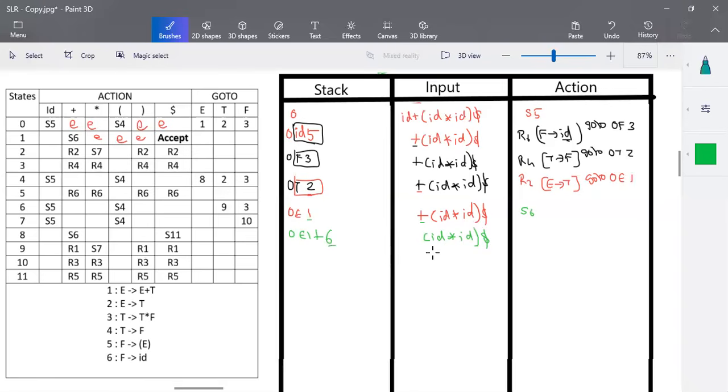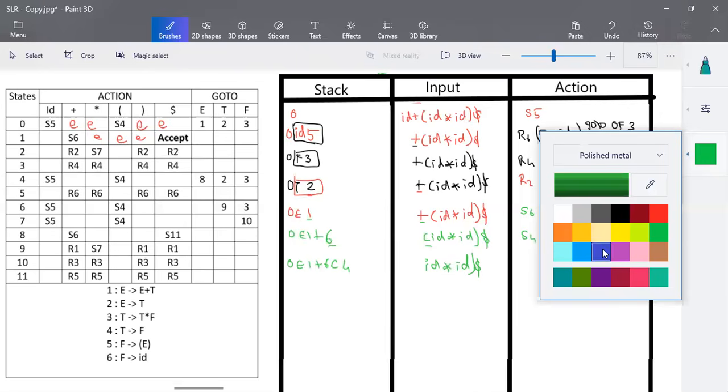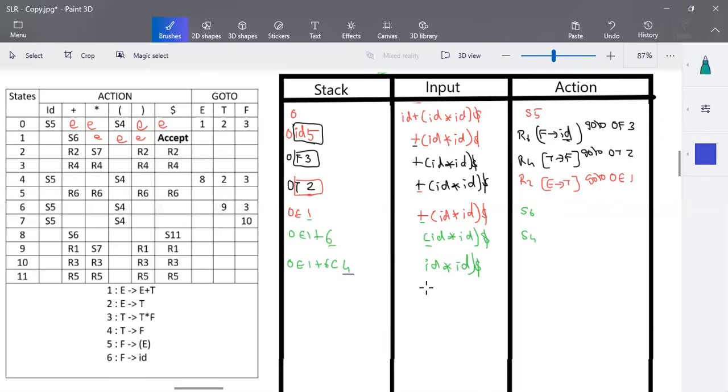The next possible transition is 6 comma open bracket. What is there in 6 comma open bracket? It is S4. S4 means a shifting operation. So we'll shift one element, this open bracket, into the stack, and here we'll have id star id dollar. It is followed by pushing this 4 into the stack. So one element from the input will be pushed into the stack and the state 4 will be pushed into the stack. Okay, what will be the next possible transition? It is 4 comma id. What is there in 4 comma id? 4 comma id consists of S5.